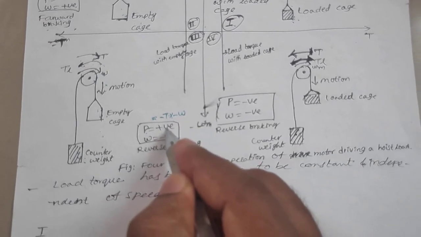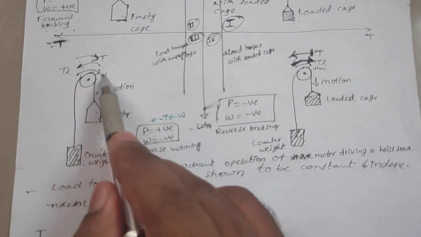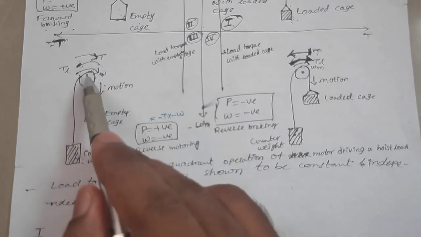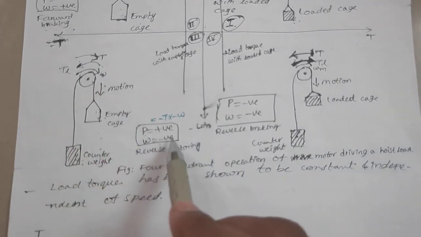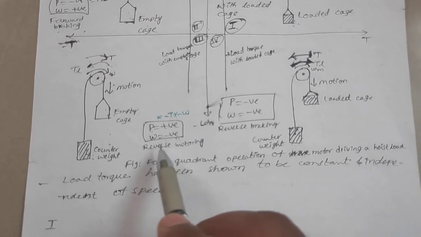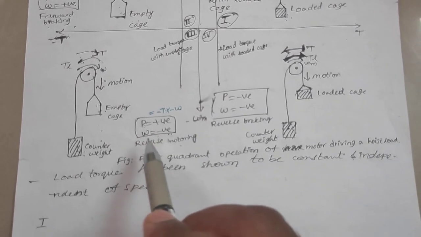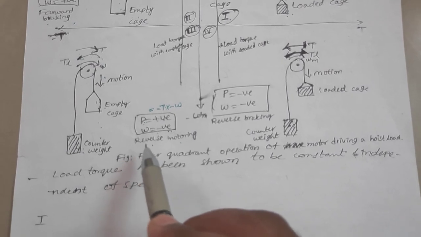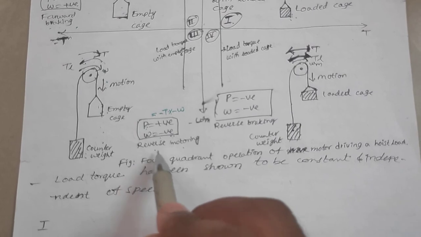Power P is equal to T into omega, positive. Power becomes positive. But what about the speed? Here the speed becomes reversed, right? Earlier it was in the counterclockwise direction. Now it comes into the clockwise direction. Speed becomes negative. When speed is negative, it is in the reverse direction, and as power is positive, it is motoring. Now the drive enters into the reverse motoring operation.